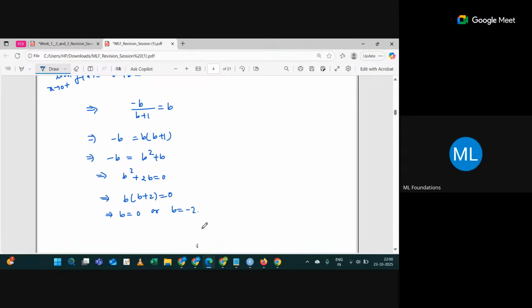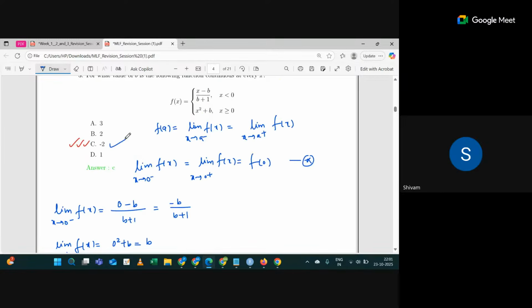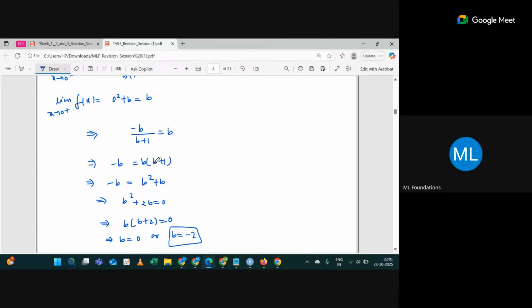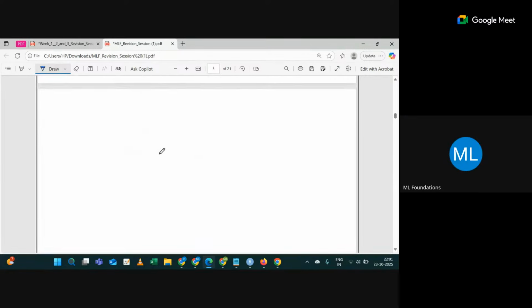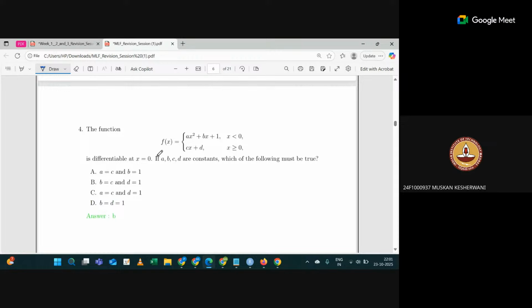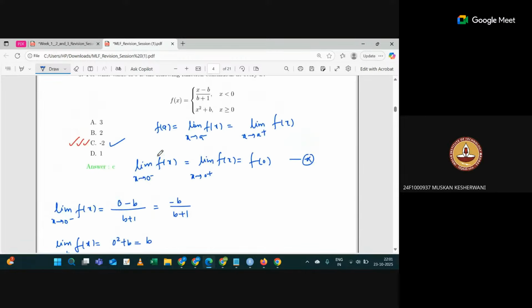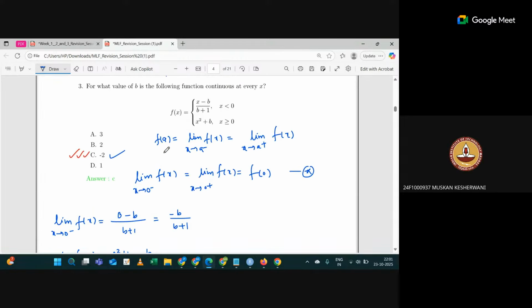Which one is correct then? B is both. Minus 2. Okay, so minus 2 is the correct answer. Okay, clear? Yes. So this was one of the questions in one of the previous year papers. If we have minus 2 in both options, minus 2 and 0, then both will be correct, right? Yes, sir, both will be correct. So minus 2 was in the option. That's why.